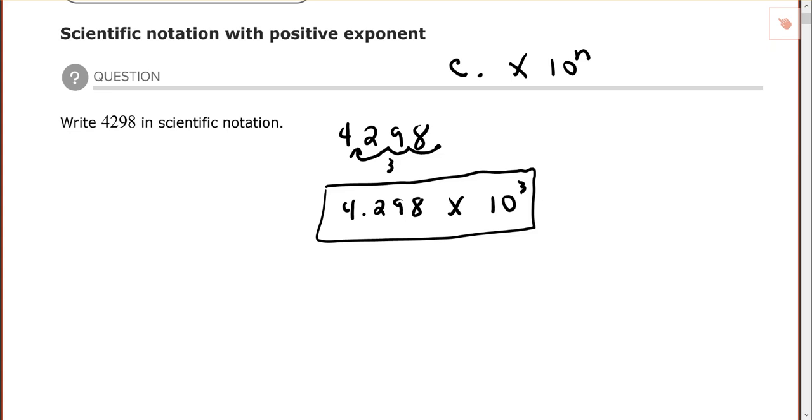So if you have a large number and you have to move the decimal over to the left to write it in scientific notation, then your exponent should be positive, because to get it back to the original number, we would have to multiply by 10 by 10 by 10.